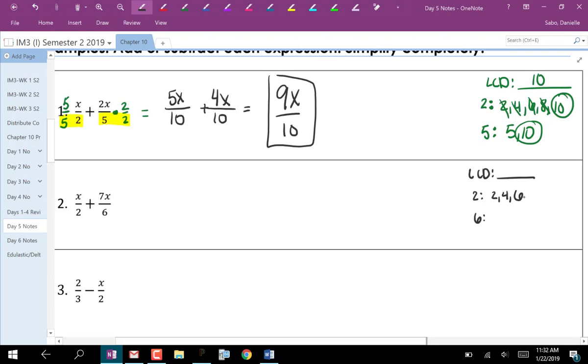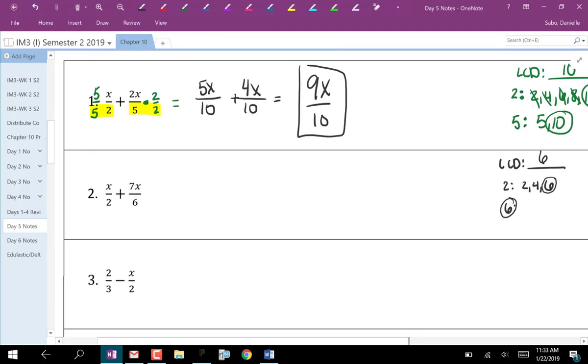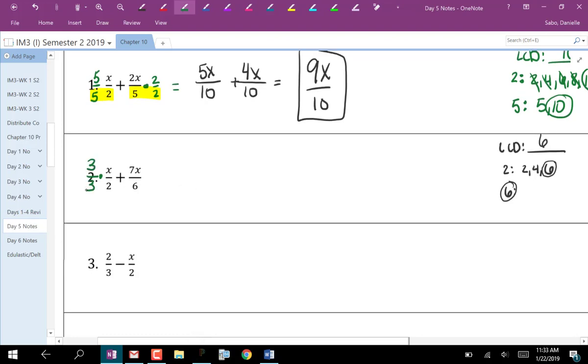Well, look at that. I didn't have to do anything with the 6 because I know right away that's going to be my LCD. Because I know 6 will go into there because they're the same number. Or if you want to list them out, 6 times 1 is 6, 6 times 2 is 12, and you would notice already that the 6's were there. So I don't have to do anything to the second fraction, but the first fraction, I have to multiply by what number over what number? To get 6 as my LCD. What times 2 would get me 6? 3. So I would have 3 over 3.